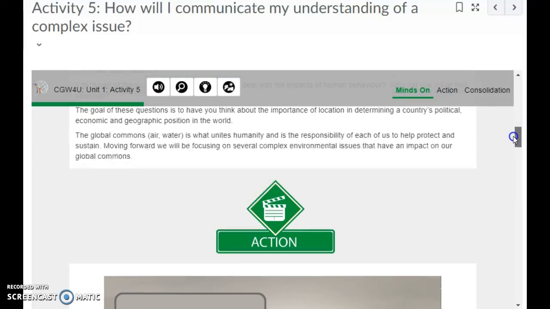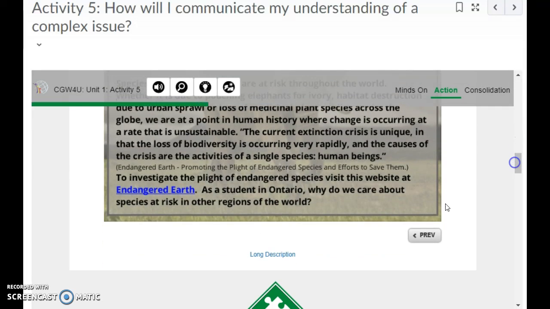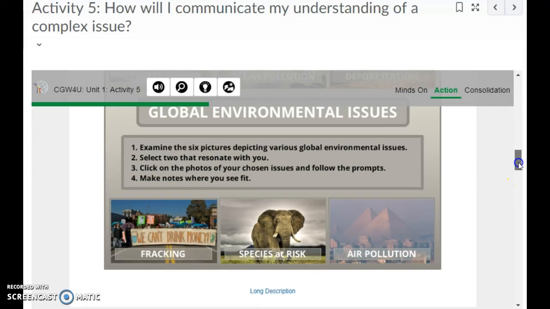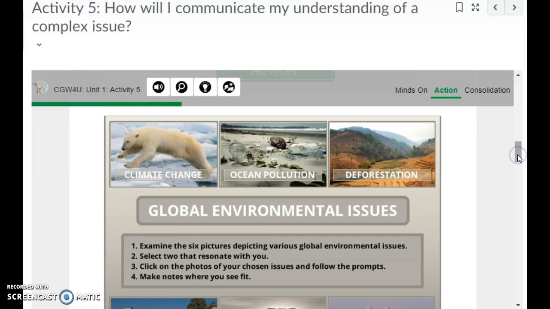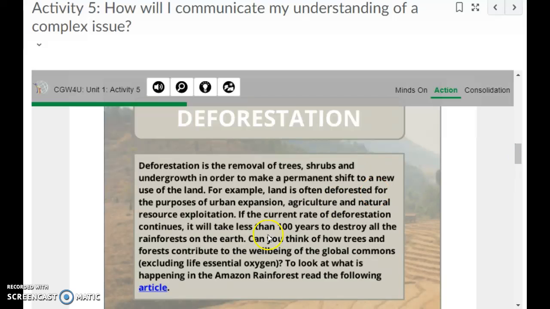This leads into the action portion of this assignment, where you're going to choose 2 topics of the 6 that are presented here, topics that maybe would be of particular interest to you. It gives the instructions here: examine the 6 pictures, choose 2, and then click on the picture and follow the prompts. It provides you with a bit of additional information, not just in this paragraph, but in an additional article. And then it poses a question to get you thinking about this particular issue. Can you think of how trees and forests contribute to the well-being of the entire world, including producing oxygen?